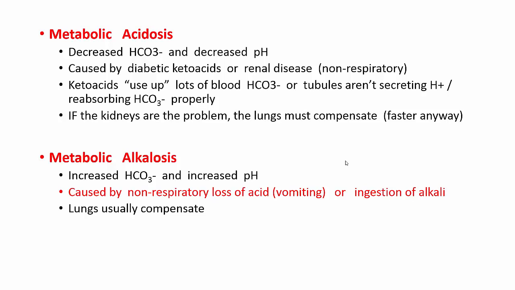Metabolic alkalosis is an increased bicarbonate and increased pH. This is caused by non-respiratory loss of acid, like through vomiting or ingesting an alkali type chemical. And the lungs, again, usually help compensate for this.